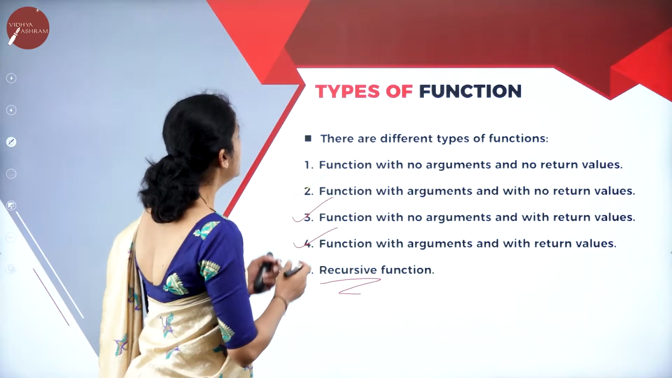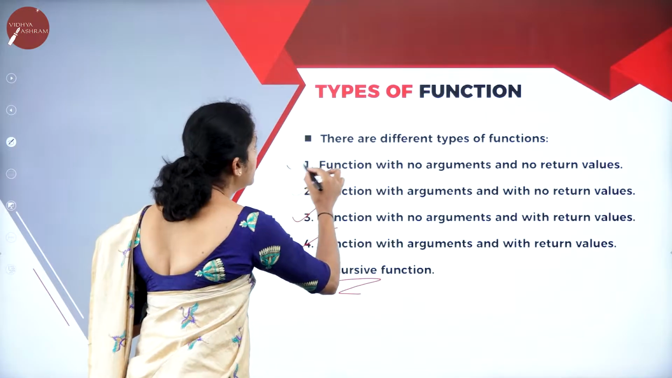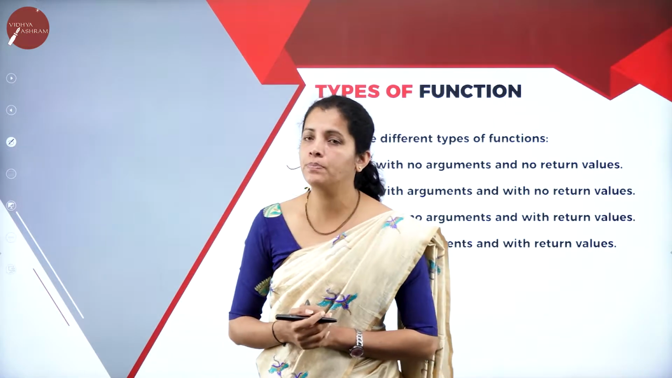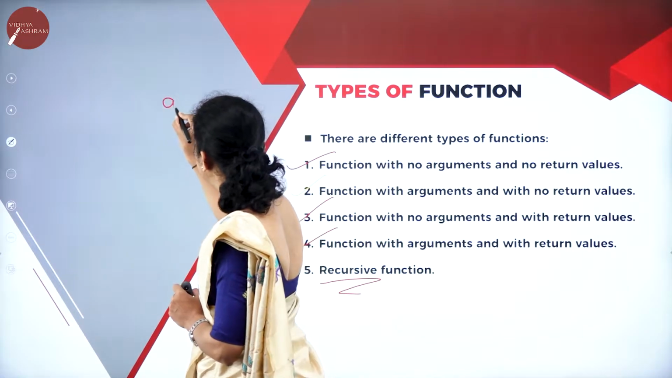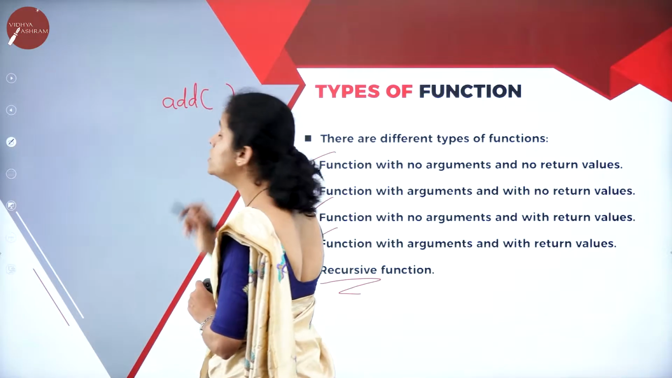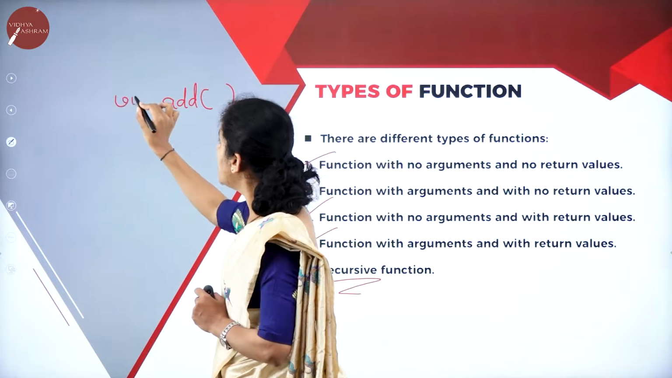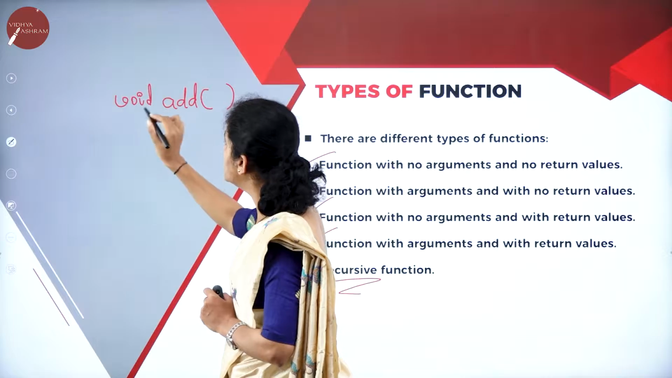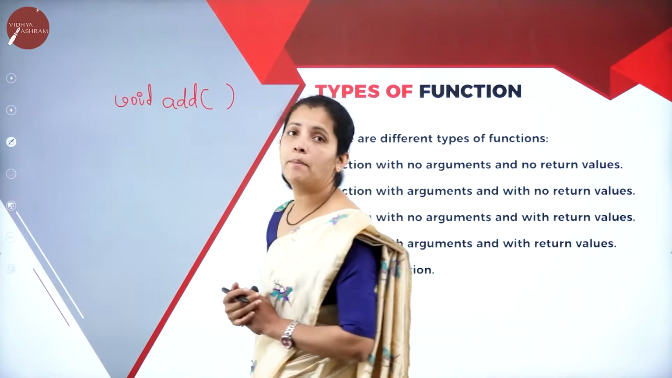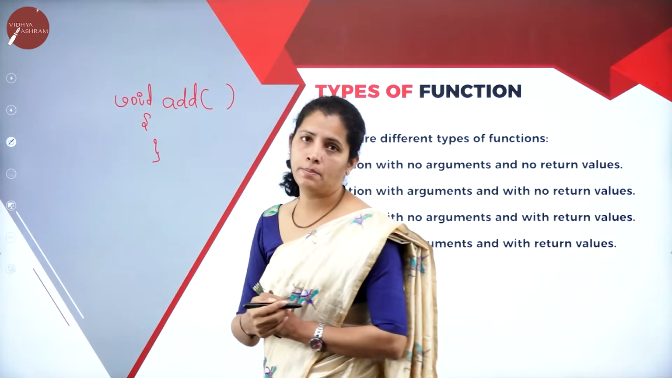So dear students, in my previous session of this chapter, I covered functions with no arguments and no return type. That means I'm having the function whose name is add, and it does not receive any arguments and does not return any value. So the return type is void, function name is add with empty parenthesis, and I'm going to have the block of statements.